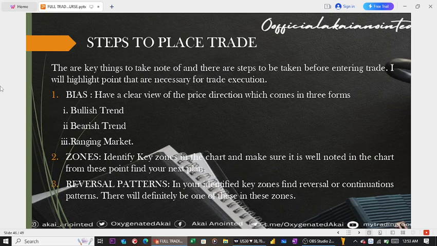That's what you do. So first, you need a bias to have a clear view of price direction, which comes in three forms: bullish trend, bearish trend, and ranging market. So you go to your higher time frames, like the weekly down to the daily and 4 hour time frame. Those are the three time frames I really recommend when you want to know your bias.